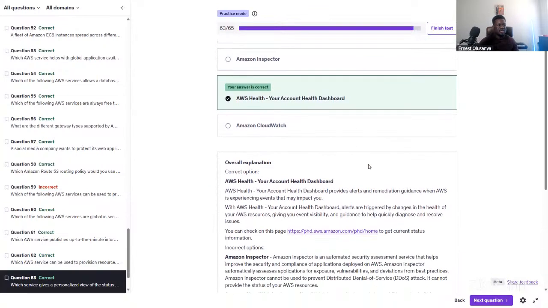So notice the difference. The health dashboard is supposed to talk about events happening in AWS. But if you have them in your architecture, you can specifically look at the ones you are using and make sure that they are not affected.